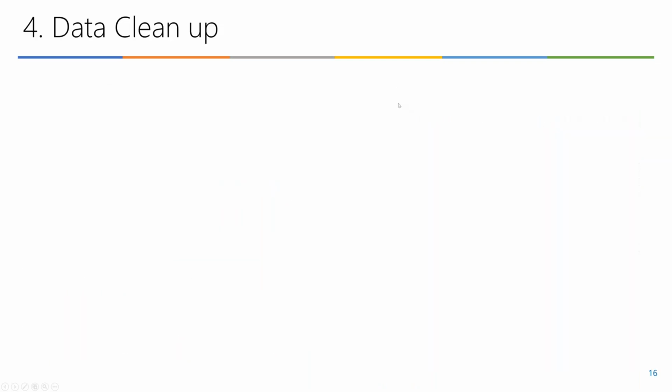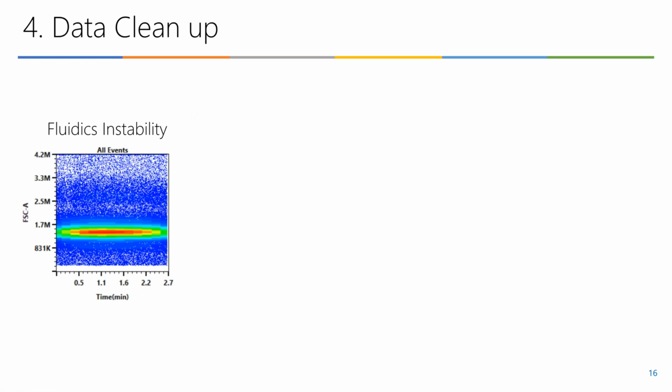Step number 4, clean up your data. You need to remove events that should not be included in the analysis because they are technical artifacts or information not meaningful. Technical artifacts during acquisition can impact your data quality. For example, bubbles or clogs can cause signal fluctuation. So you can use time gating to remove any areas with discontinuity, with low density events, or with large spikes.